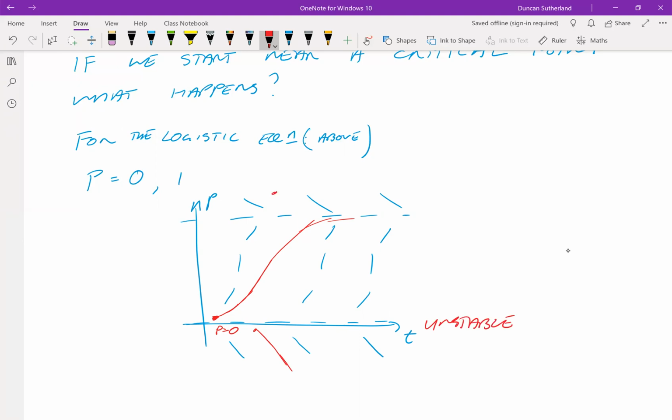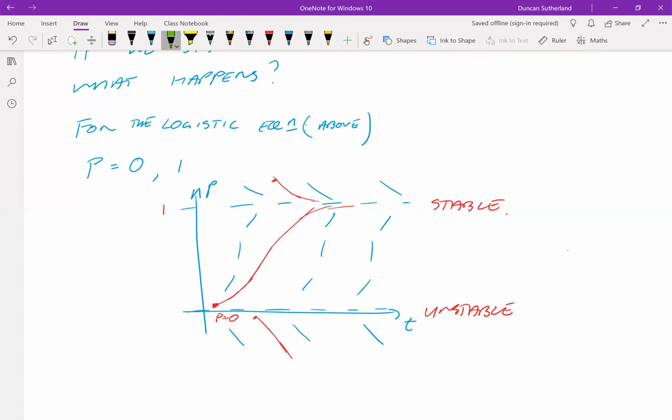Whereas, if we start on either side of the top critical point, P equals 1 in this case, we find no matter where we start, we end up at that point. We call that a stable point. So stable is attracting, unstable is diverging.